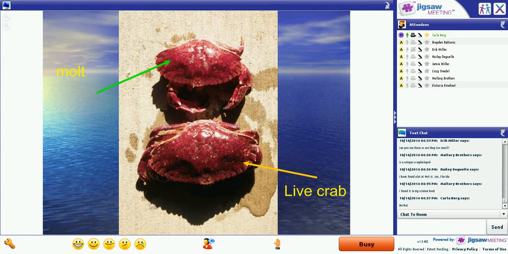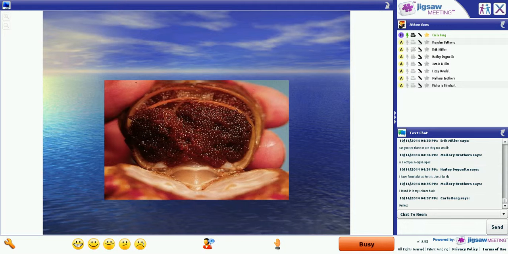So here you have a picture of a live crab with its molt above it, and you can compare the size differences. Now, if you've ever picked up a female crab and seen little green or orange or red or black circles underneath her stomach, you are looking at the eggs of the crab. Here's a picture of a bunch of crab eggs.